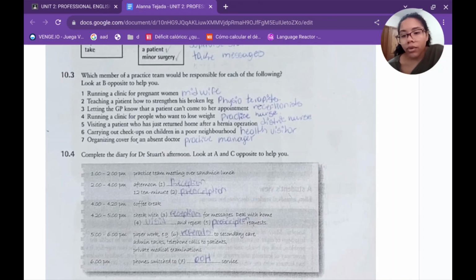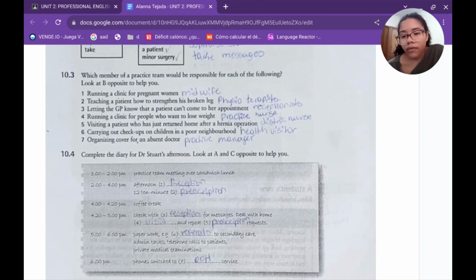Running a clinic for people who want to lose weight: practice nurse. Visiting a patient who has just returned home after a hernia operation: district nurse. Carrying out checkups on children in a poor neighborhood: health visitor. Organizing cover for an absent doctor: practice manager.